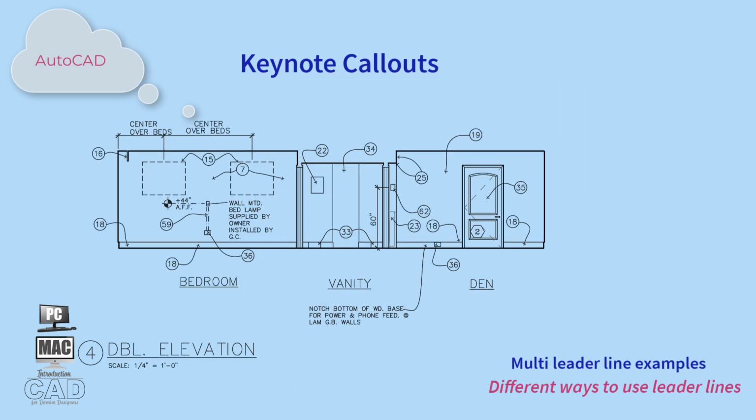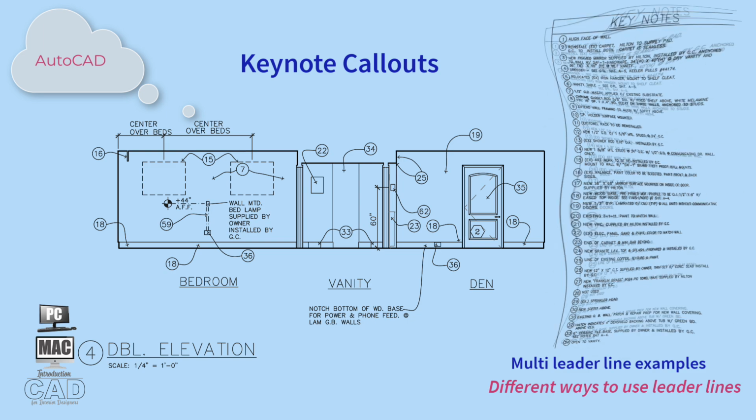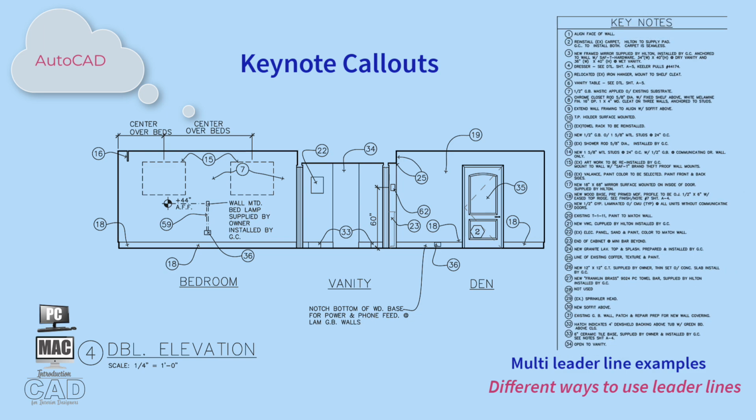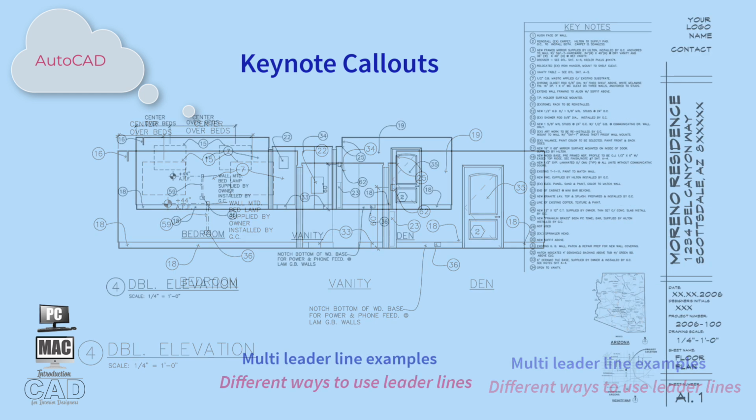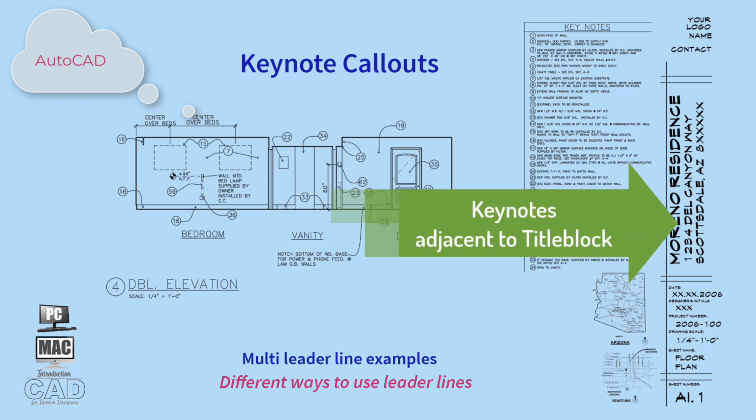Another example of how leader lines are used can be seen here, utilized along with keynotes. In this example, leader lines are attached to keynote symbols. The symbols are keyed or defined in the tabular body of text to further describe the referenced object. Keynote symbols and leader lines appear directly on the drawing geometry, and the keynotes are located adjacent to the title block on the architectural sheet.